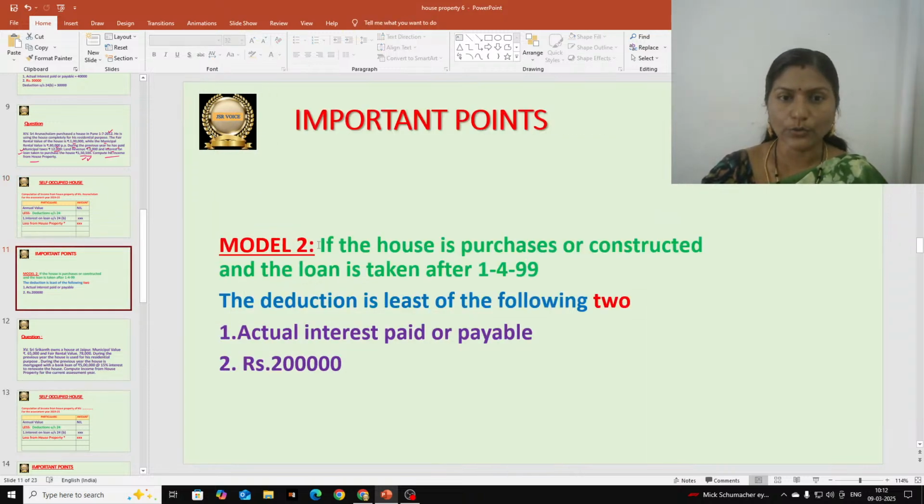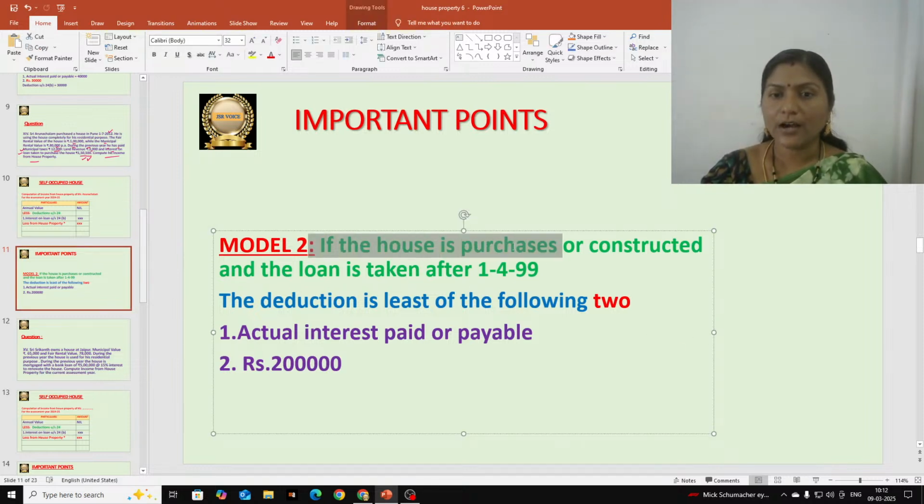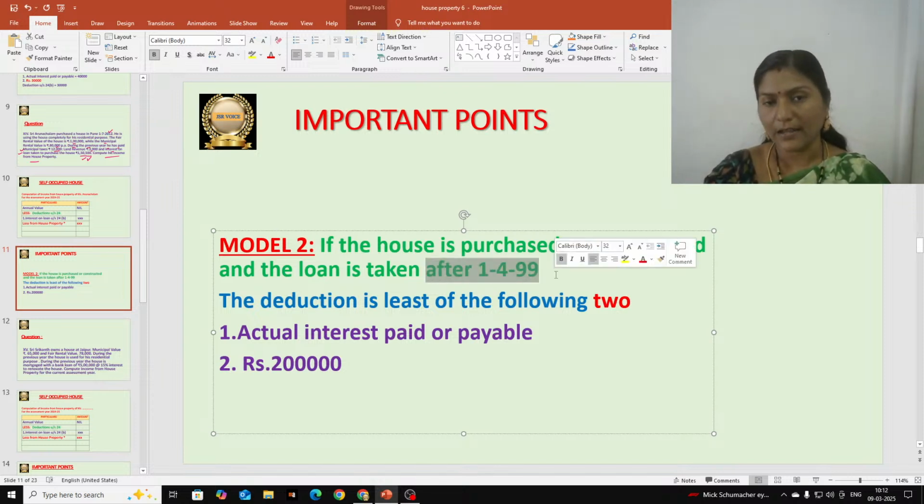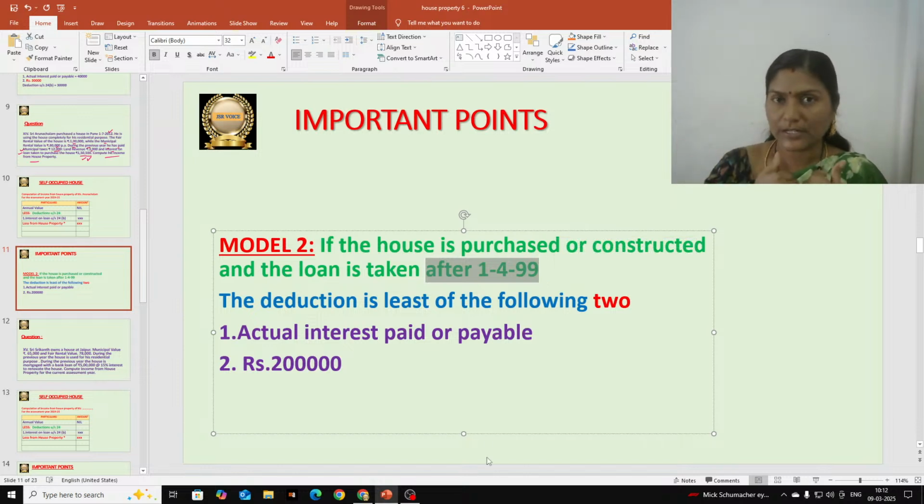So model 2. Okay, under the format you should do this calculation, students. So model 2 I am applying. What is that? If the house is purchased or constructed and the loan is taken after 1-4-99. So this is what actually is happening in the question. House is purchased and loan was taken for purchasing the house when? In the year 2012, that is falling after 1-4-99. So we should select model 2. That is why I selected model 2 here.